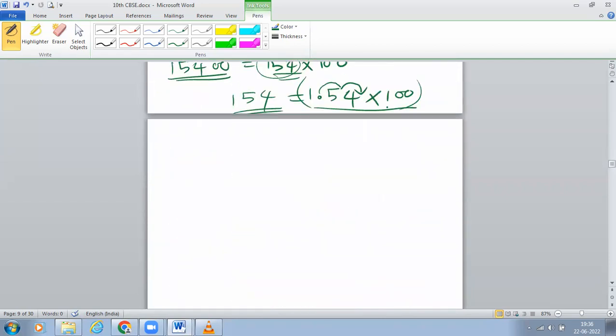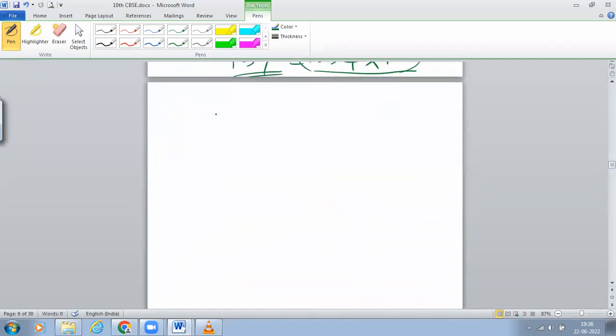Listen here, ma. I'll do it here. So what is 1 meter? What is the value of 1 meter in terms of centimeter? 1 meter is equal to dash centimeter. 100 centimeter. 1 meter is equal to how many centimeter, ma?